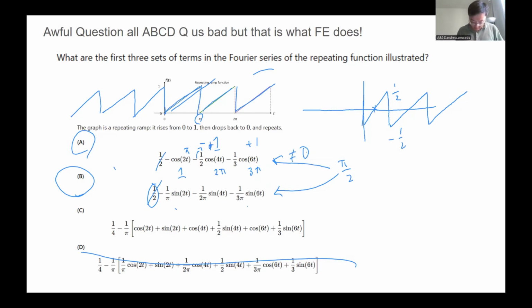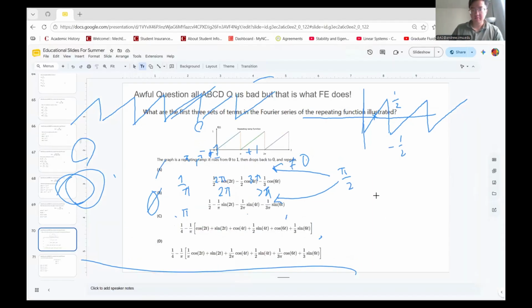Okay, so over here, with pi divided by 2, this is pi, right? This is 2 pi. This is 3 pi. That's all 0. Therefore, it must be B. There's no doubt in my mind, that's B. Next.